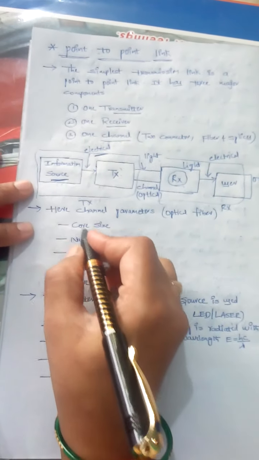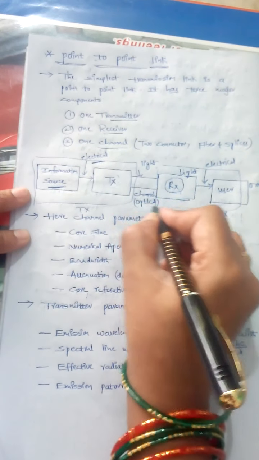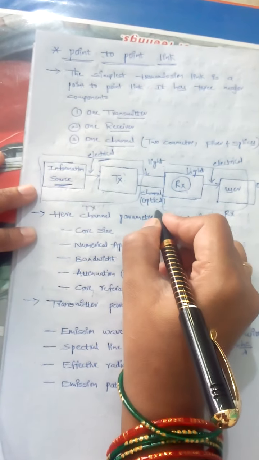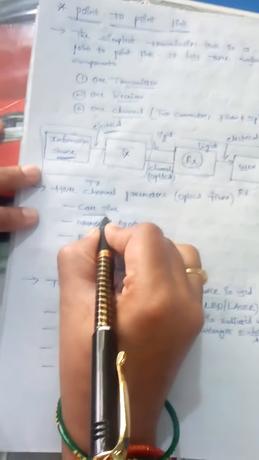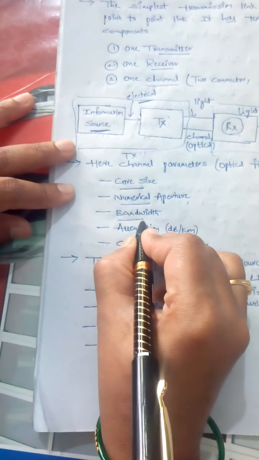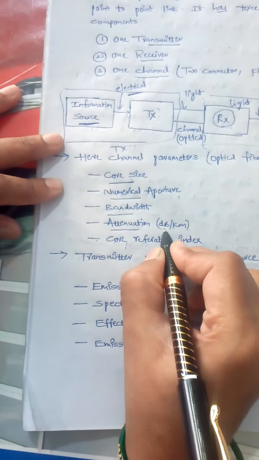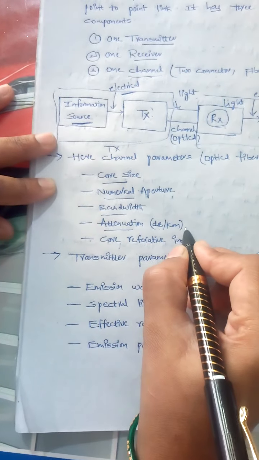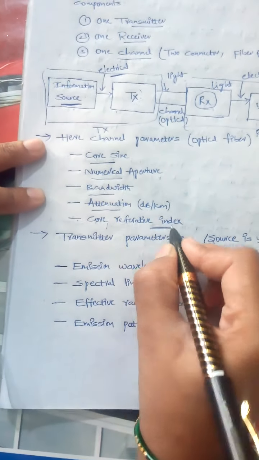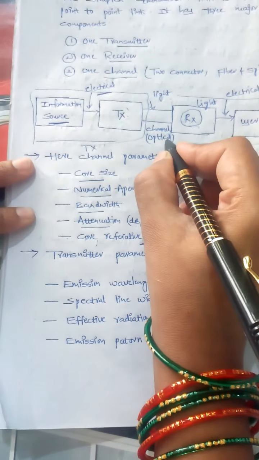Next, here are the channel parameters of the optical fiber. What are the parameters in this channel? First one is the core size. Next, numerical aperture, and the bandwidth. Next, attenuation, which is in terms of dB per kilometer. Next, the core refractive index. These are the channel parameters of this optical fiber.